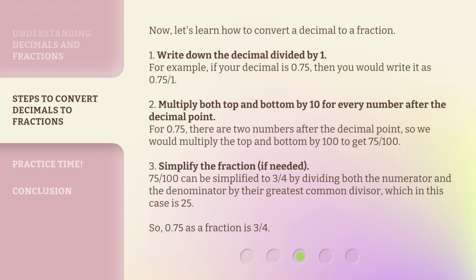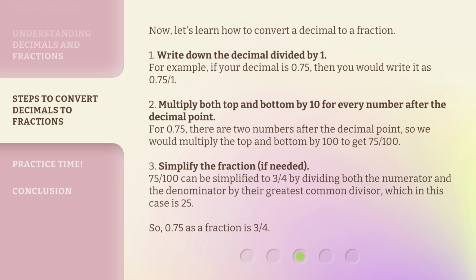Now, let's learn how to convert a decimal to a fraction. 1. Write down the decimal divided by 1. For example, if your decimal is 0.75, then you would write it as 0.75/1. 2. Multiply both top and bottom by 10 for every number after the decimal point. For 0.75, there are two numbers after the decimal point, so we would multiply the top and bottom by 100 to get 75/100ths. 3. Simplify the fraction, if needed.